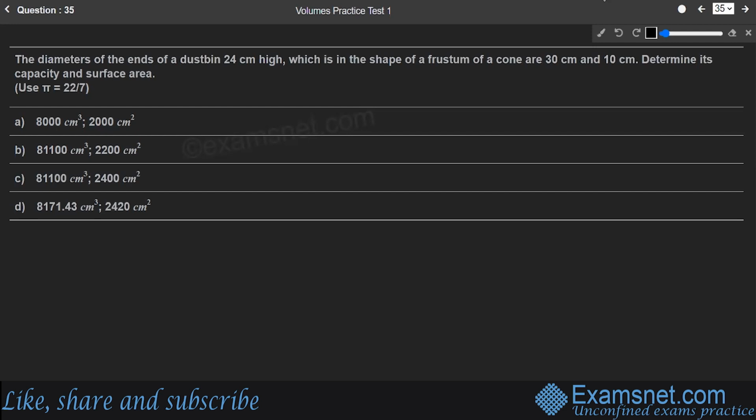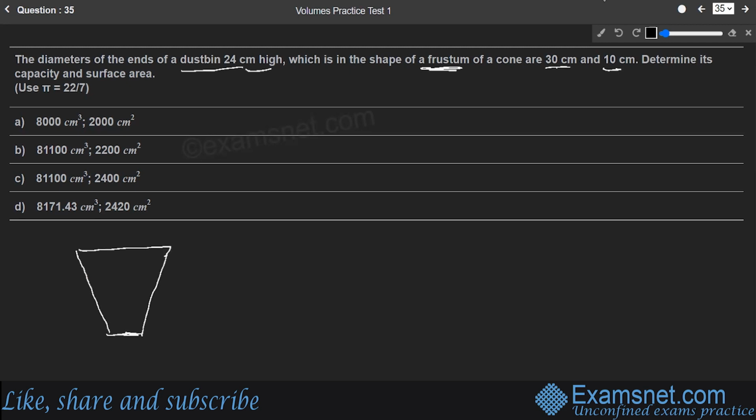Now it says the diameter of the ends of a dustbin 24 centimeter high, which is in the shape of a frustum of a cone, are 30 centimeter and 10 centimeters. So let's create the shape of a frustum. How does a frustum look like? This is how the frustum looks like, where there is a small diameter and a bigger diameter. There is obviously height and slant height involved.